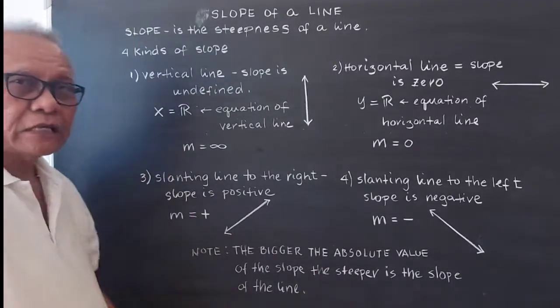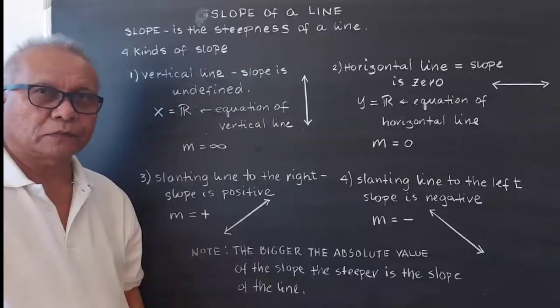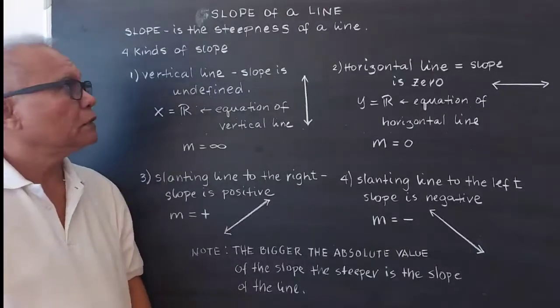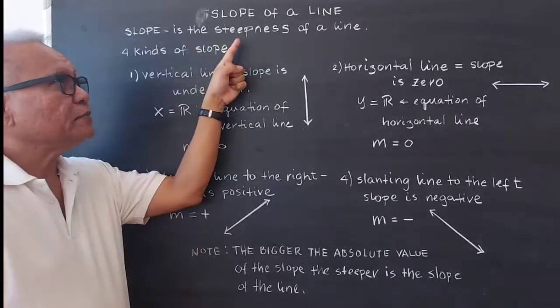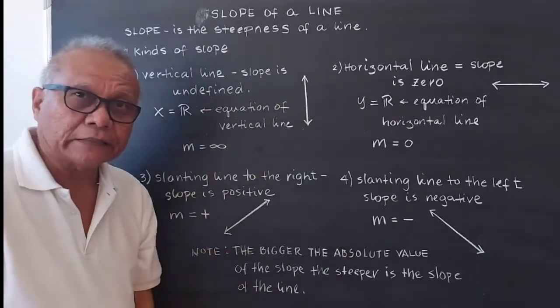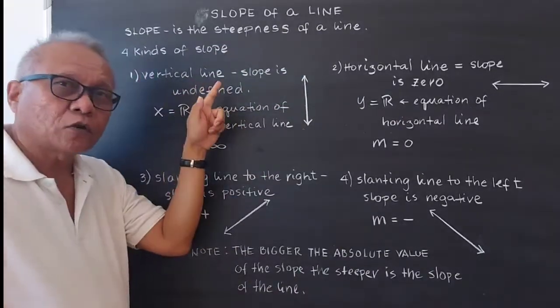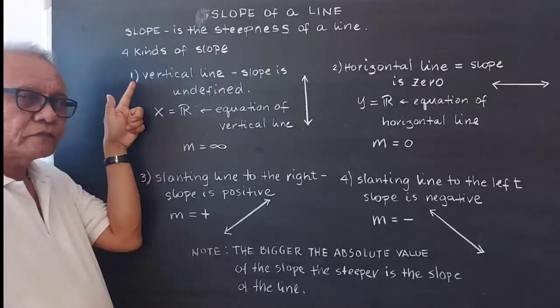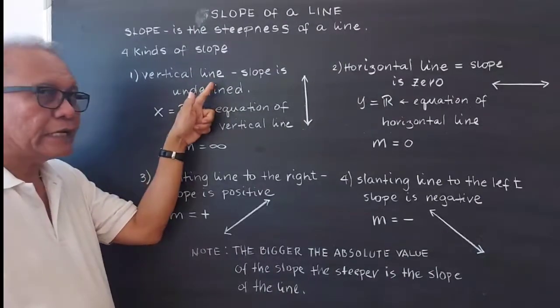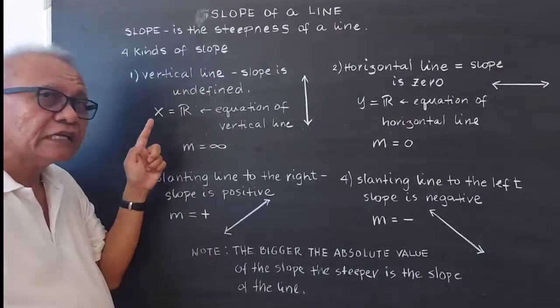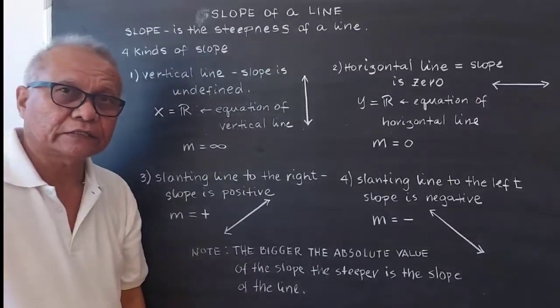So what is the slope M in linear equations? This is the steepness of a line. We have four kinds of slope. Number one, the vertical line. The slope of this vertical line is undefined.